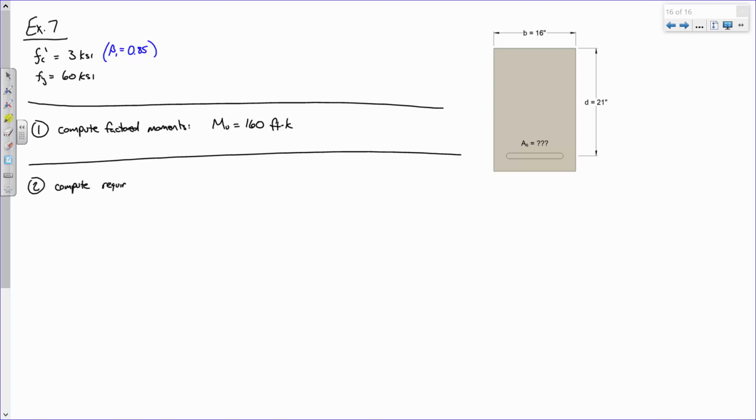Step 2, compute required nominal moment capacity. All right, so Mn required is Mu over phi. I have to assume that phi for flexure is 0.9. So 160 foot kips over 0.9. Somebody help me out with that.